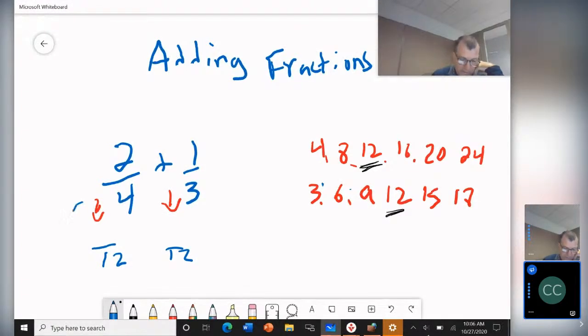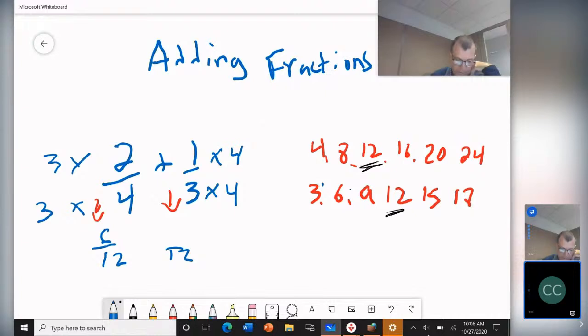So 4 times what equals 12? It's going to be 3. If we multiply the bottom times 3, we have to multiply the top times 3. That's going to be 6. And 3 times what equals 12? It's going to be 4. If we multiply the bottom times 4, we multiply the top times 4. And this one, we get 10 over 12.